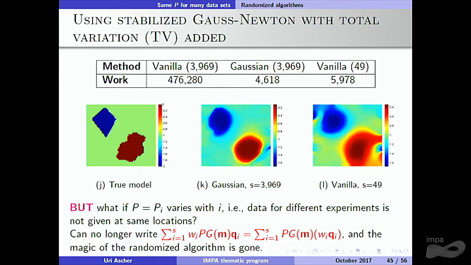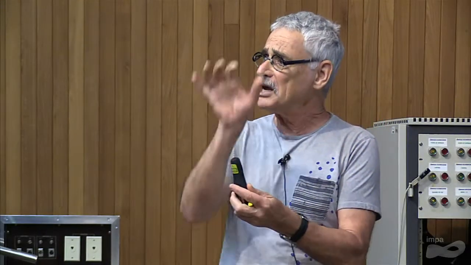But what if P depends on i? You cannot do that. If P depends on i, you cannot move W_i here anymore, and then the whole thing collapses. So our whole great way of reducing from 400,000 to 4,000 disappears. And what does it mean that P depends on i? It means that for different experiments, you measure the data in different places. And unfortunately, that is the case with the boats and the geophysical experiments to find oil under the seabed.